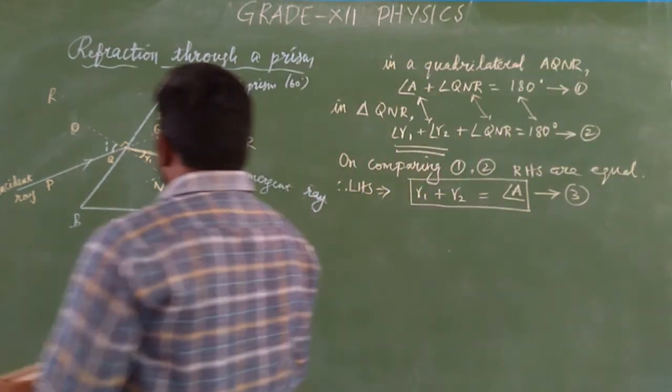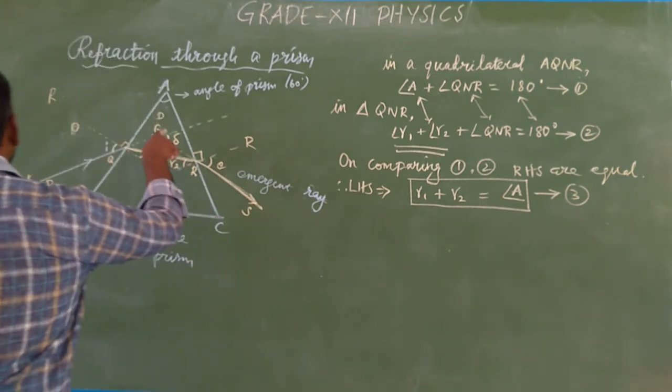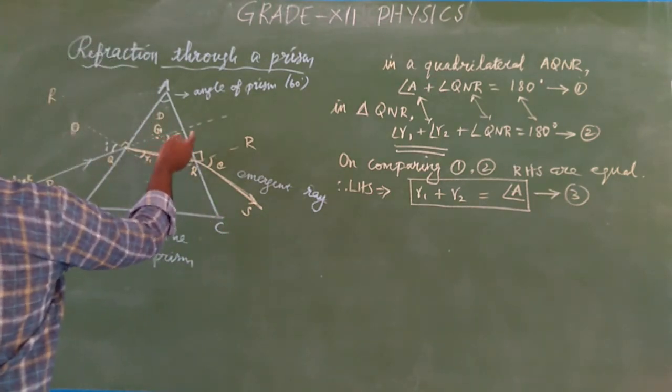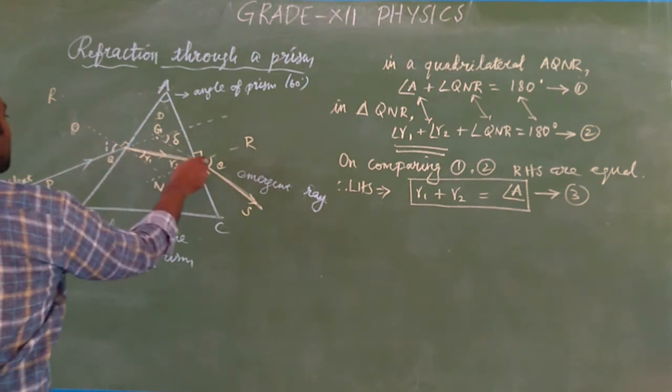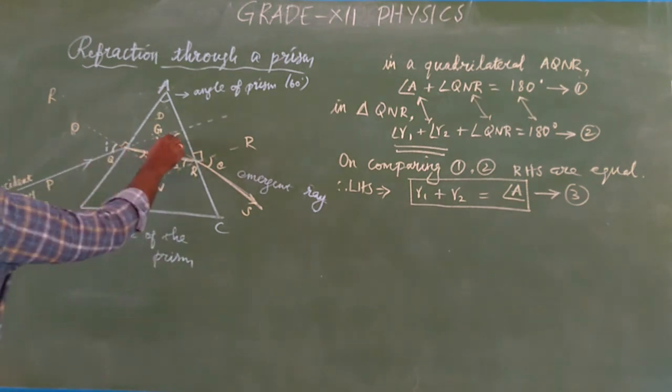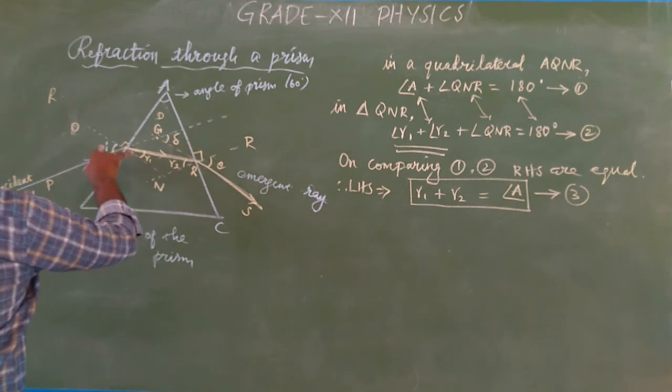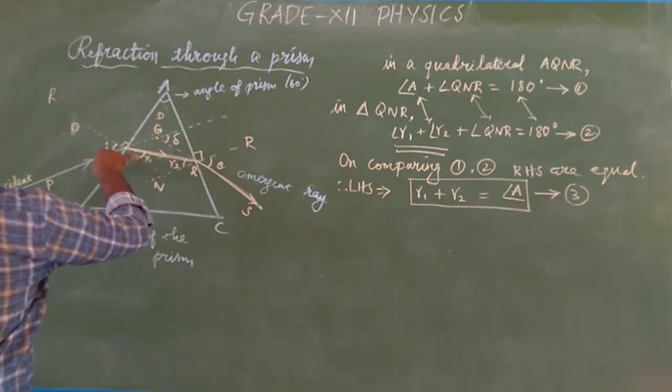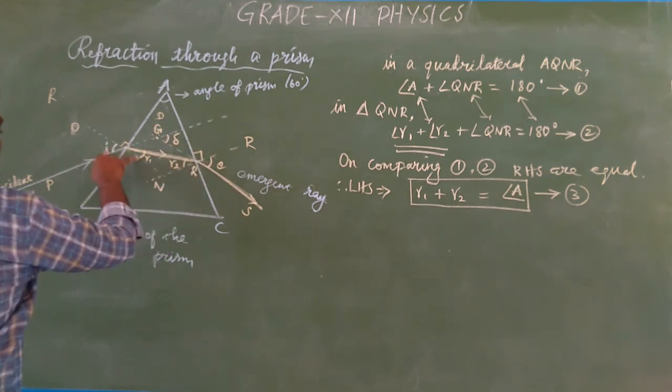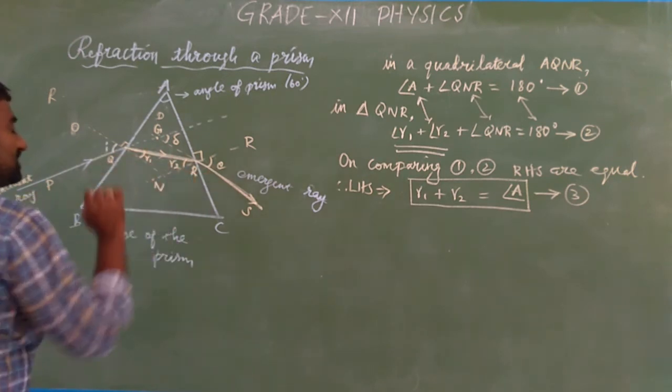The next one: the total deviation is equal to the sum of the deviations at the two faces. This is the deviation at the first face, and this is the deviation at the second face.